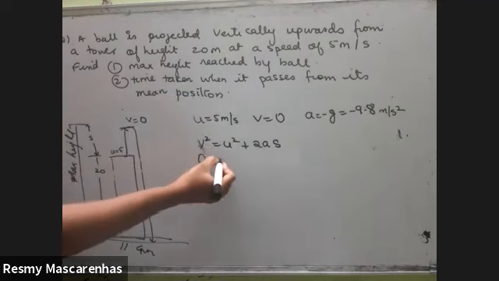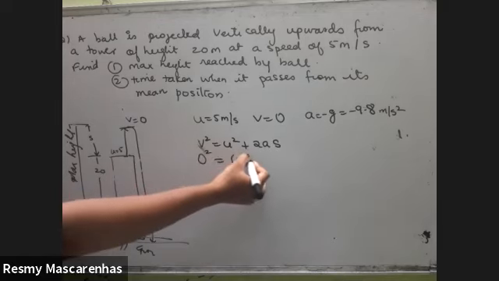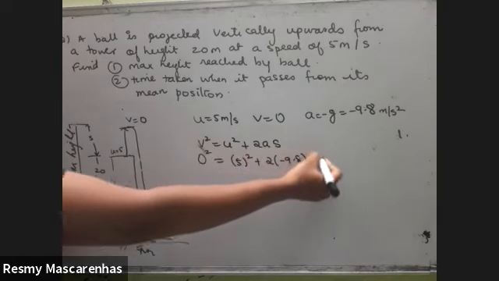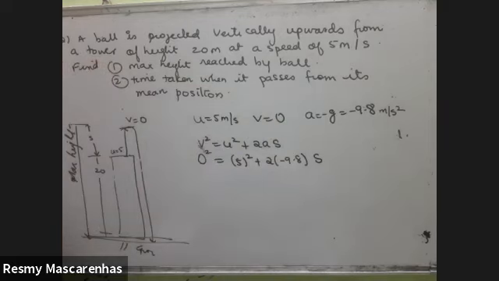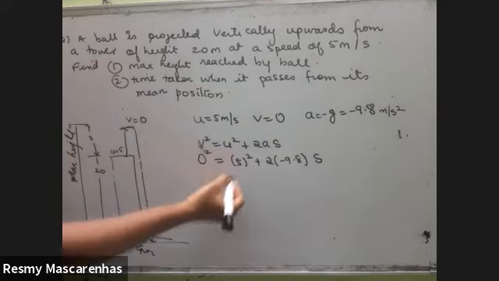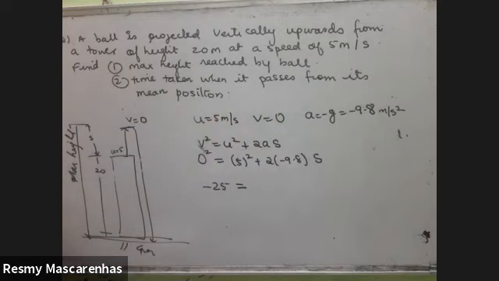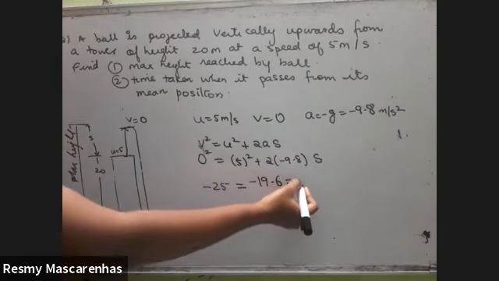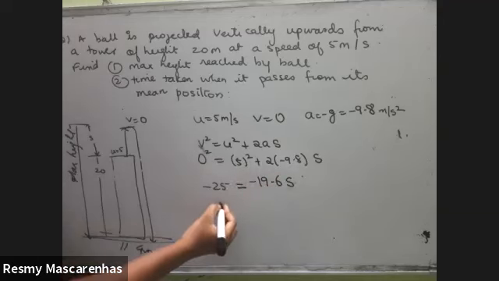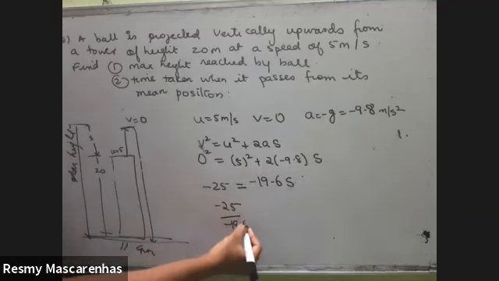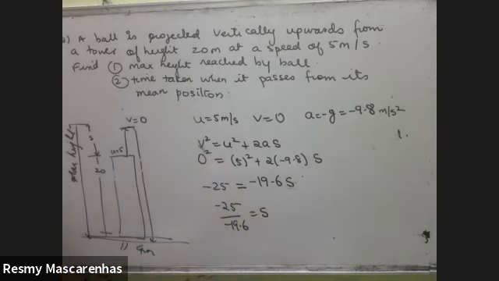This is 0. This will be 5 square minus 9.8 into s. So this will be 25. If I bring this side, it will be minus 25. And then multiply 9.8 into 2, so that would give you minus 19.6. Minus 25 upon minus 19.6 will be your distance.